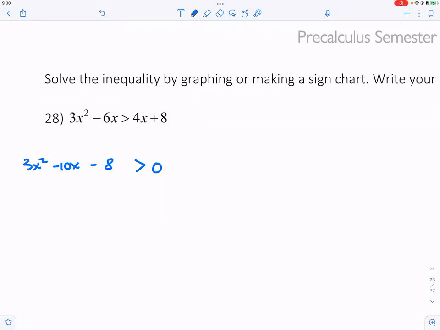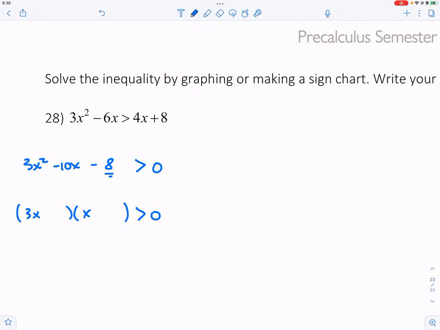And now the question is, can we factor this? Is it possible that we can factor this so that we can make a nice quadratic graph? Okay, so that's the question, and the answer is yes, we can factor this. To get 3x squared, it's going to be 3x times x. Well, how do you get negative 8? It could be 4 times 2. Either one of those two numbers could be negative.